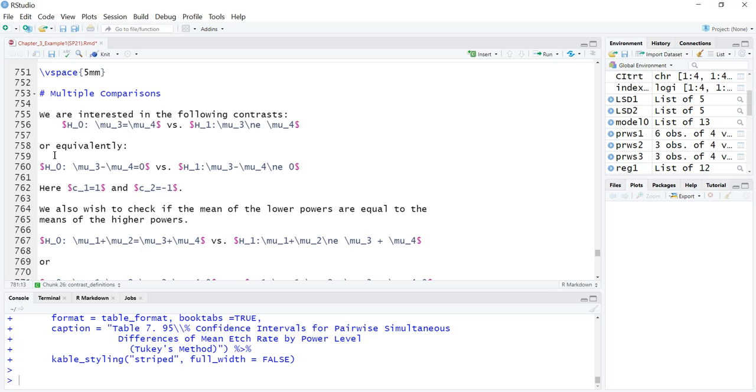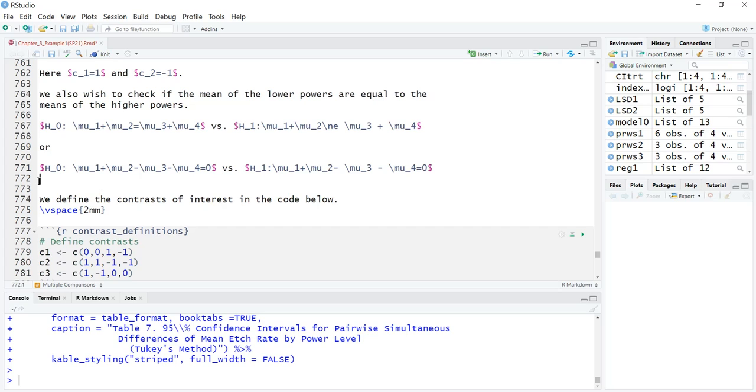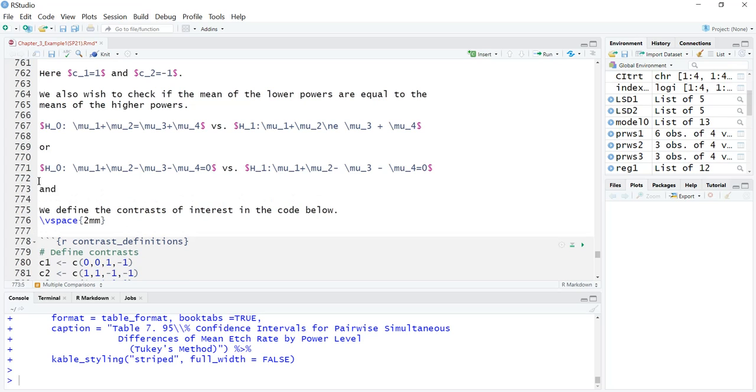I should, so I will do that quickly. mu1 minus mu2. Okay.